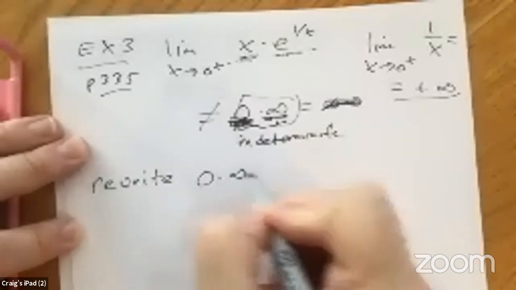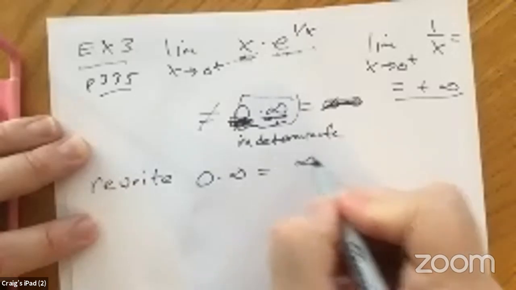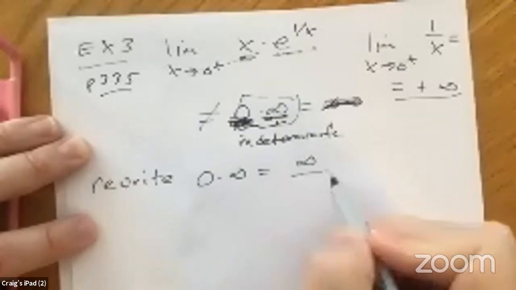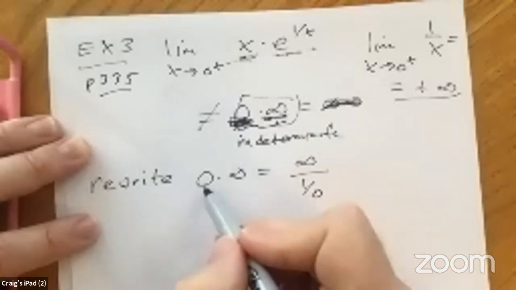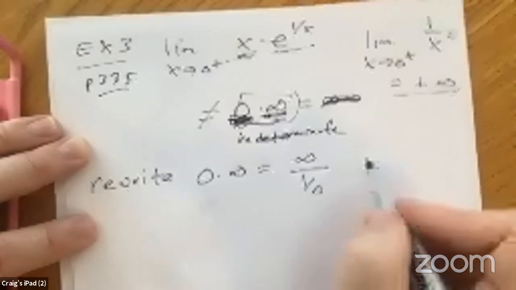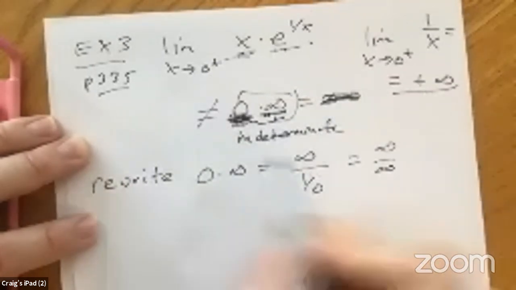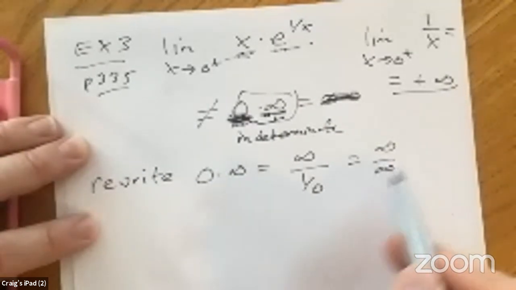Rewrite 0 times infinity as, well, either way, but I'm going to do it in this one: leave the infinity up here and do 1 divided by 0 down here. So 0 is the same as 1 divided by 1 divided by 0. So I just do 1 divided by that. In other words, I have infinity over infinity. So 0 times infinity can be rewritten algebraically, so it's ready for L'Hopital's rule.